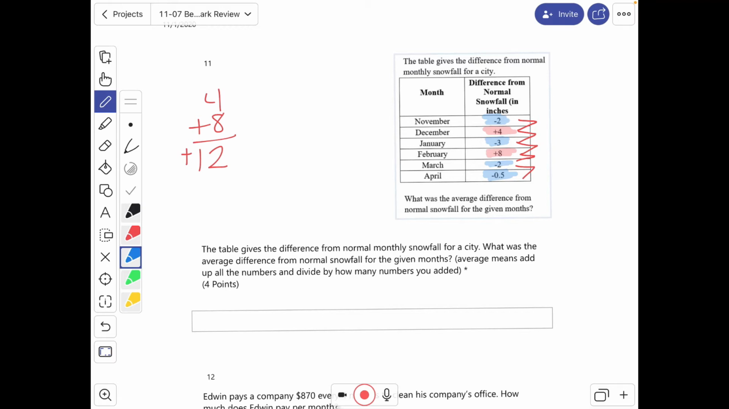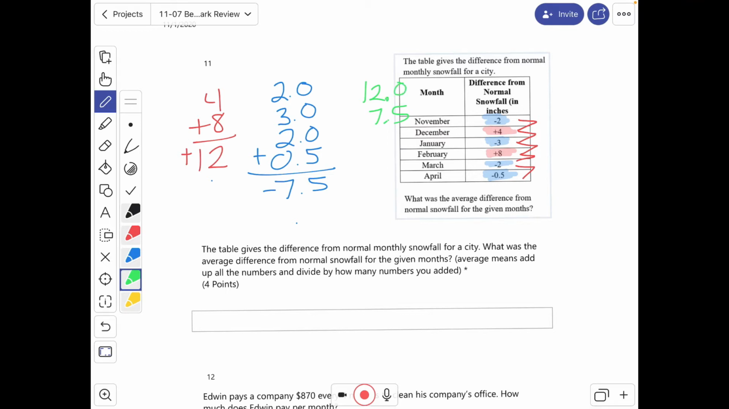Remember, we're going to have to line up the decimals. So 2 plus 3 plus 2 plus 0.5. Well, I need to give everybody a decimal so that everything's fair. So that's negative 7.5. And then I subtract those two. So 12 minus 7.5. Again, 12 is going to need a decimal. And I'm going to have to borrow.